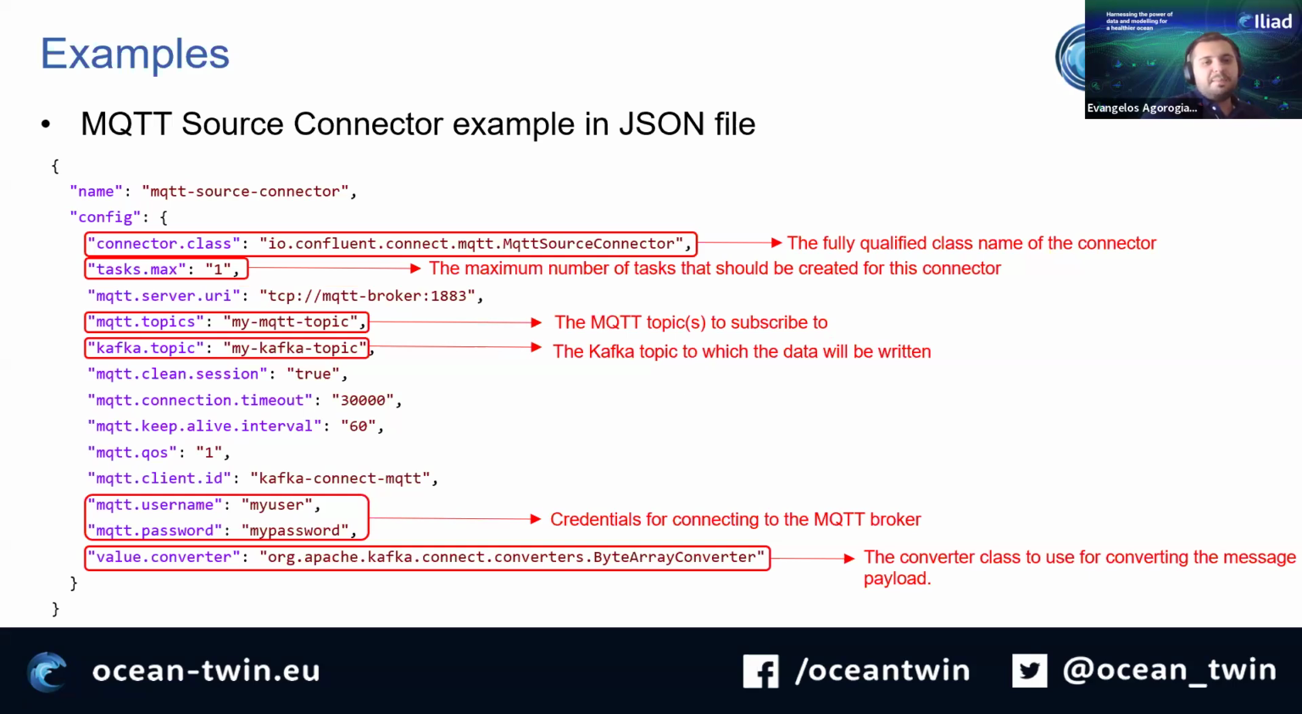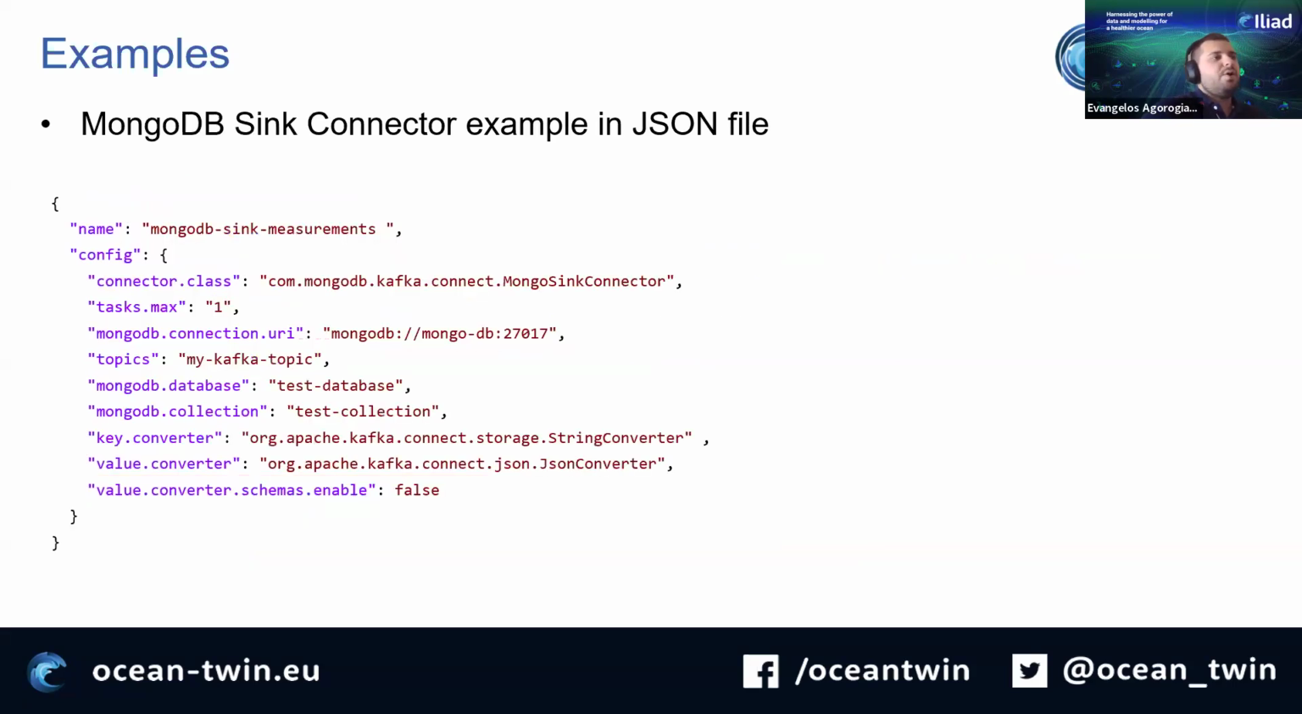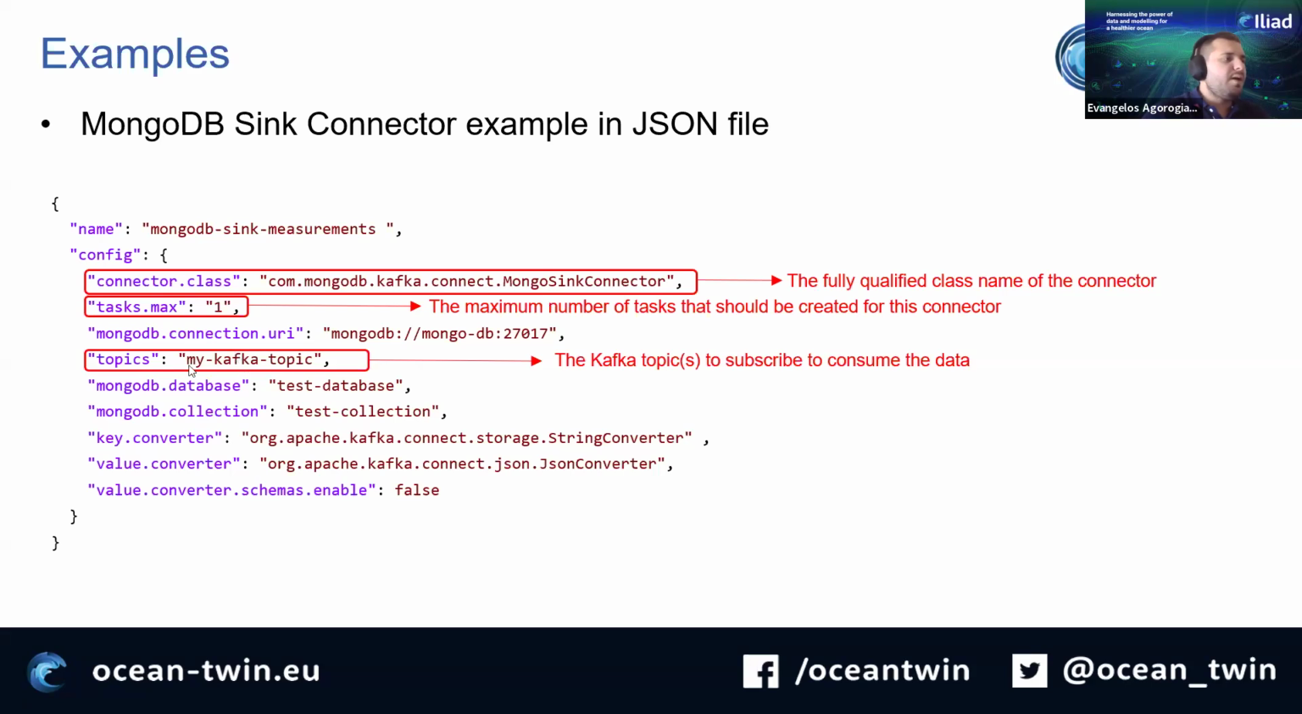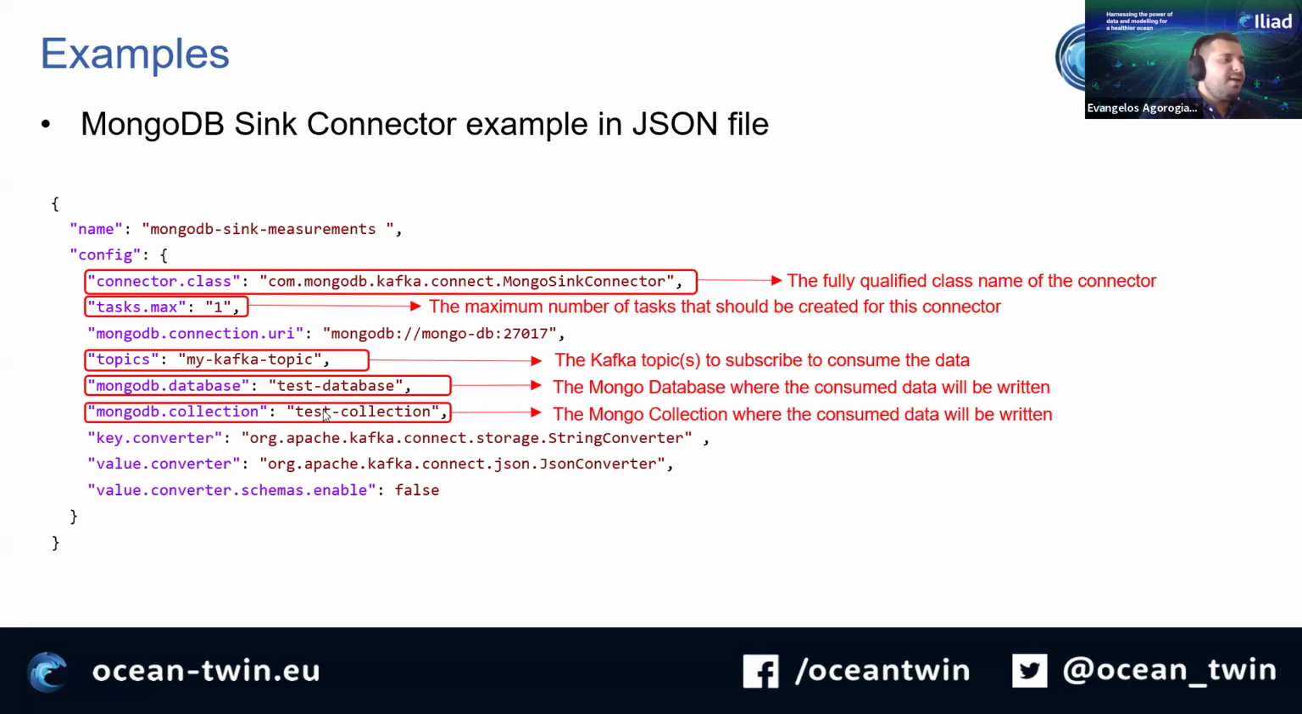Those were the examples from the source connectors. We also have an example in JSON format for a sync connector, a MongoDB sync connector. As mentioned, the sync connectors are used to consume the data from the topics and ingest them into an external system. In this case, we're presenting a MongoDB where the data are consumed from this topic and are stored in this database, and more specifically in this collection.